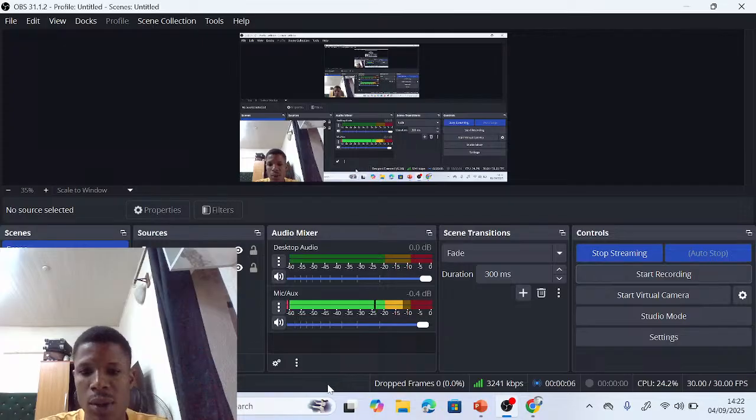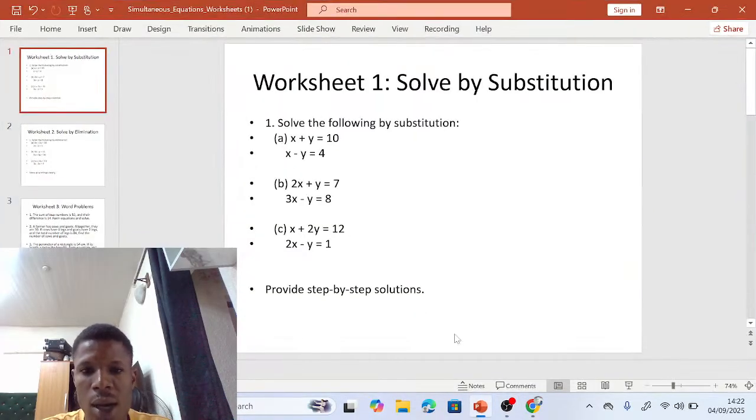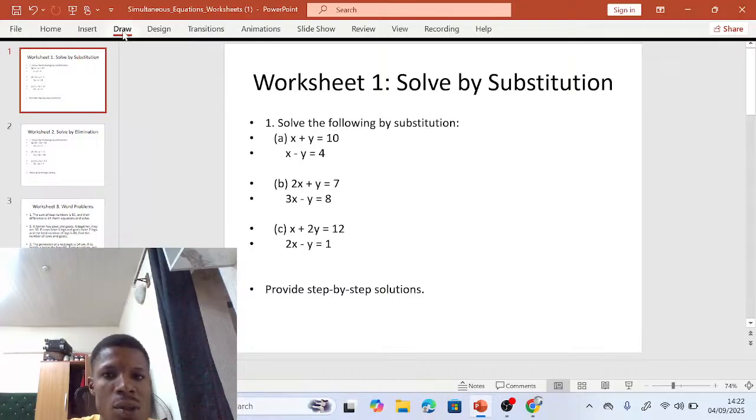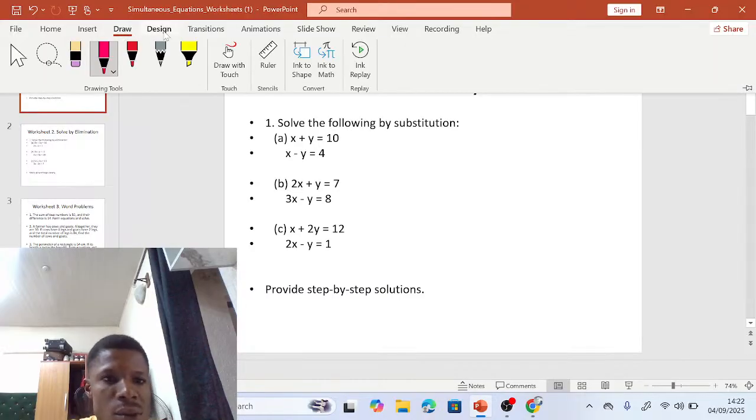Today we're going to be looking at how to solve simultaneous equations by substitution and by the elimination method.